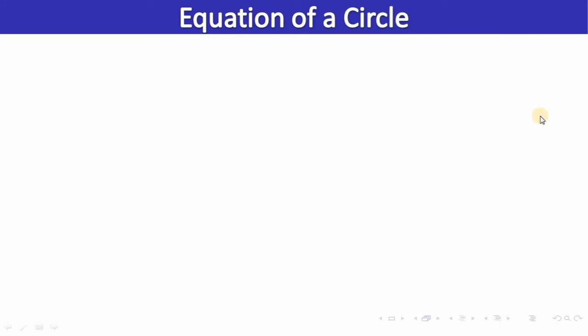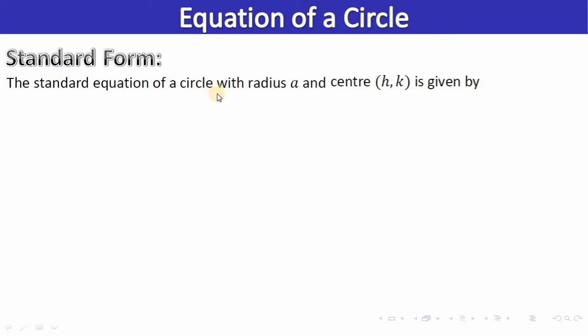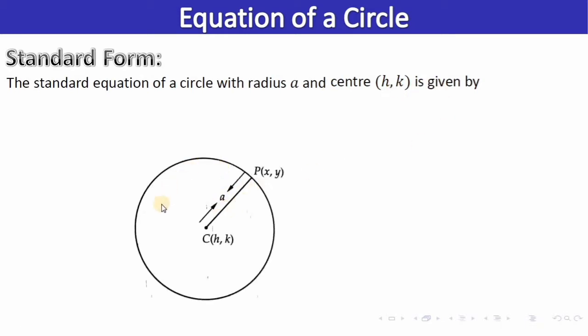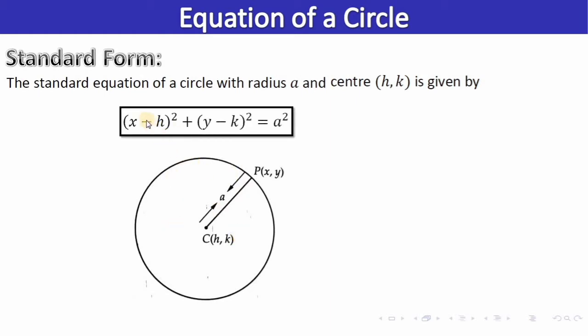So as I said, we are going to learn about the equation of a circle in this chapter. First is the standard form. The standard equation of a circle with radius a and center h comma k is given by... Let me first show you the meaning of this line. There is a circle with center h comma k, and a is the radius. So the equation of this kind of circle is x minus h whole square plus y minus k whole square is equal to a square.